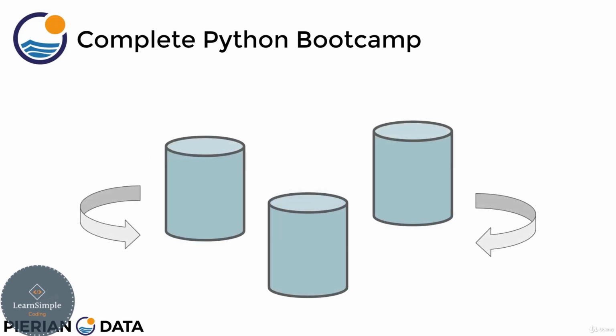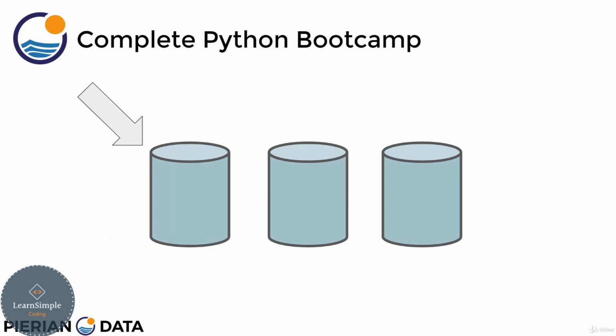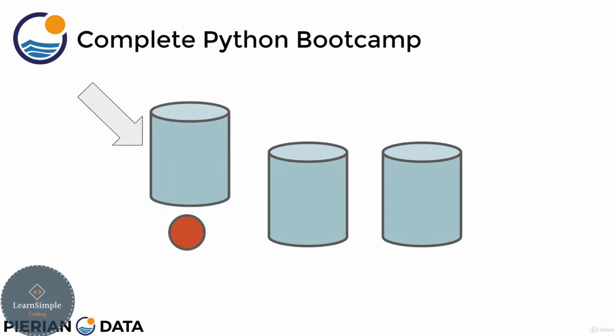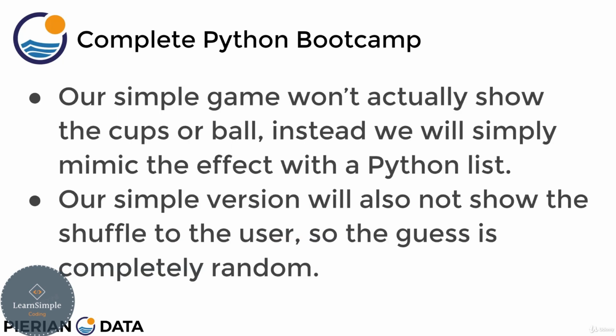And then what you're going to do is you shuffle these cups around, have the user guess where the red ball is, and then they're either right or wrong. So our very simple game won't actually show the cups or ball. Instead, we're going to mimic this with the effect of a Python list. So it's going to be a Python list with 2 empty strings and then 1 string that has just a capital O, which will be our ball. And our simple version will also not show the shuffling to the user, so the guess for the user will just be completely random. Our main focus here is to show you how multiple functions can end up interacting with each other and returning objects to each other.